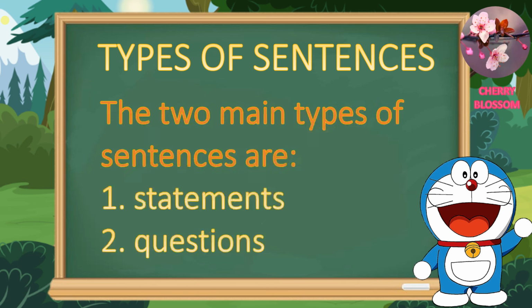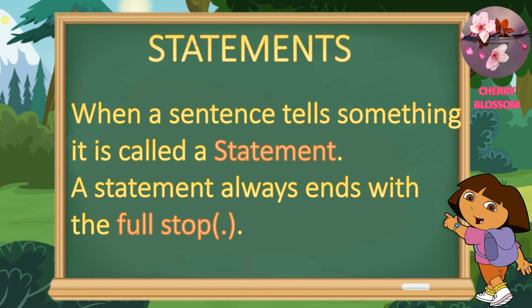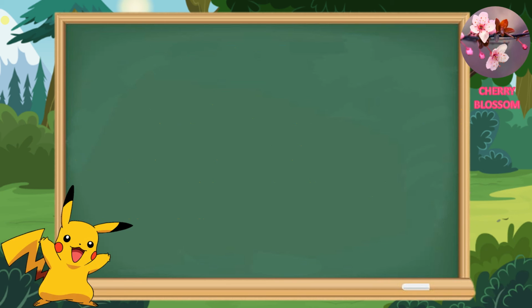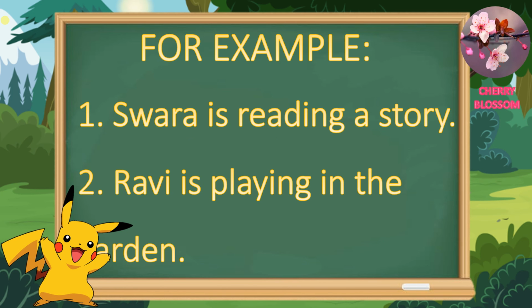Types of sentences. The two main types of sentences are statements and questions. Statements. When a sentence tells something, it is called a statement. A statement always ends with a full stop. For example, Swara is reading a story. Ravi is playing in the garden. These sentences end with a full stop and both the sentences are merely stating the facts. So these are statements.